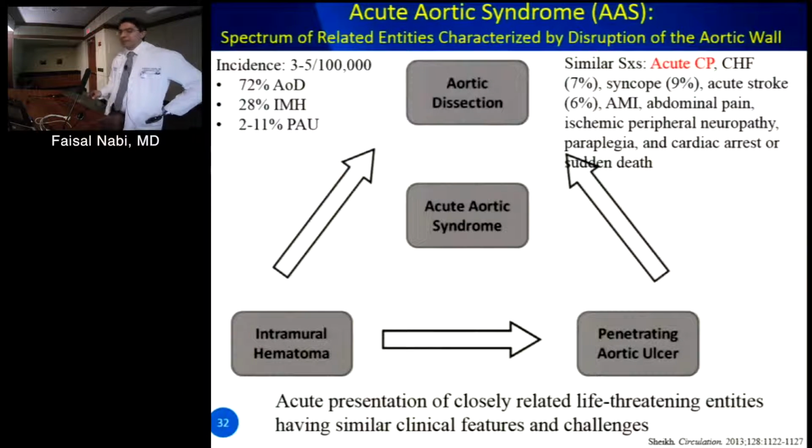Most common symptom is acute chest pain. However, because it can potentially involve branches of the aortic tree, you can present with all sorts of symptoms, including neurological symptoms, syncope, acute stroke symptoms, acute myocardial infarction, abdominal pain, peripheral neuropathies, paraplegia, cardiac arrest, and sudden death if they have cardiac tamponade. So it's really a full spectrum. We really should think of aortic diseases when we see catastrophic illnesses in our patients.